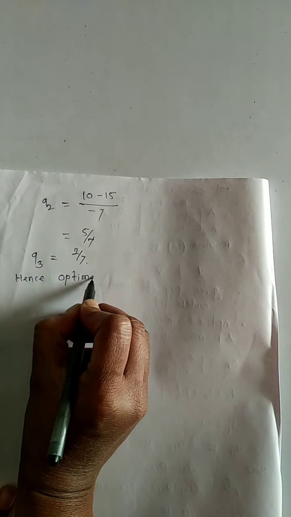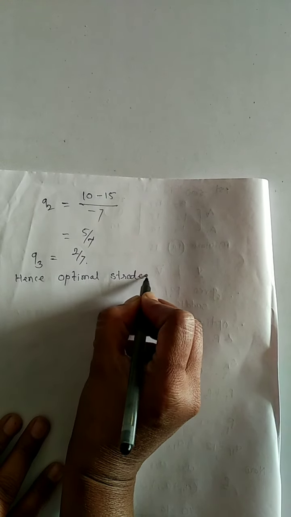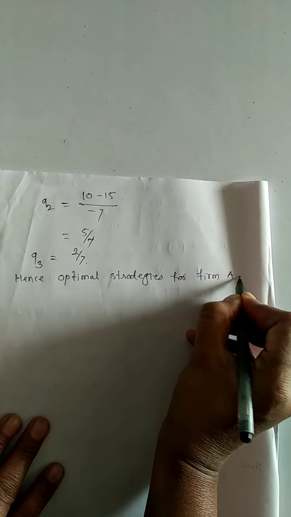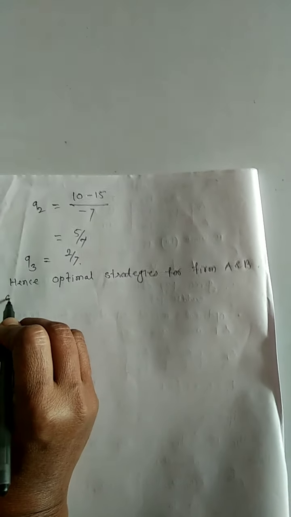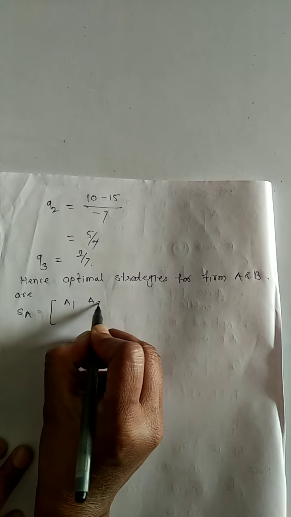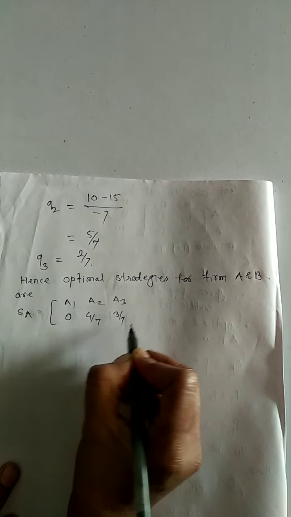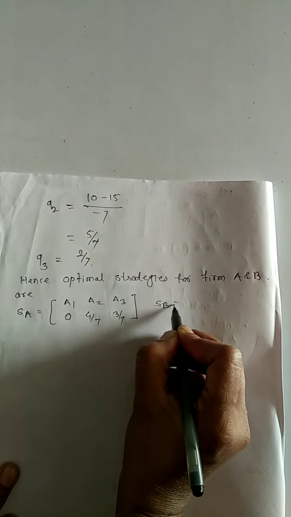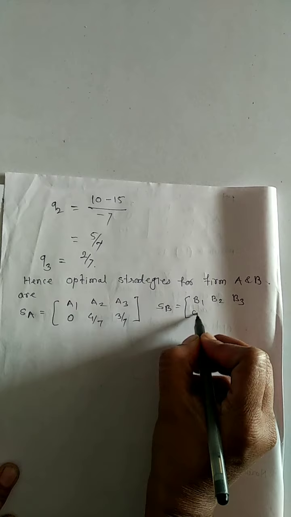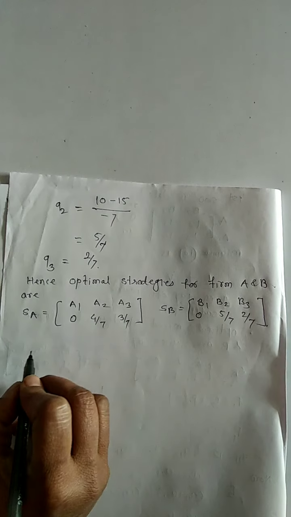for farms A and B, the optimal strategies are SA is equal to A1, A2, A3, that is equal to 0, 4 by 7, 3 by 7, and SB is equal to B1, B2, B3, and that is equal to 0, 5 by 7, 2 by 7, and value of game.